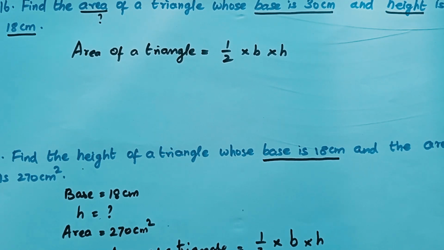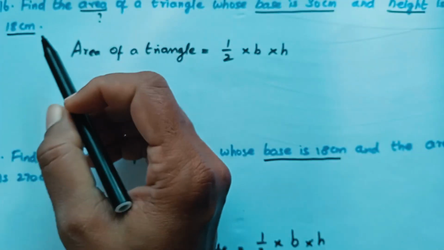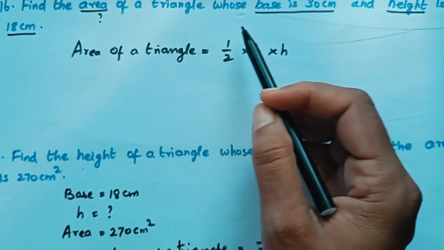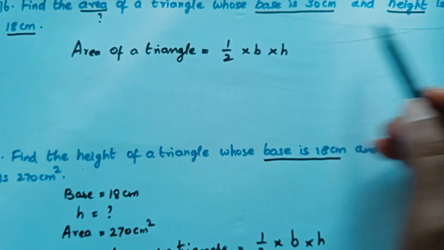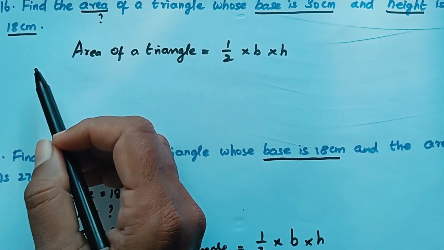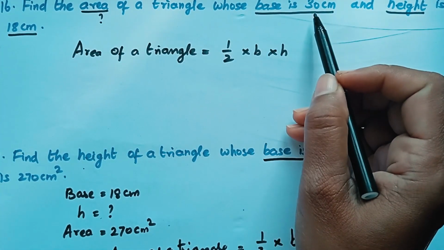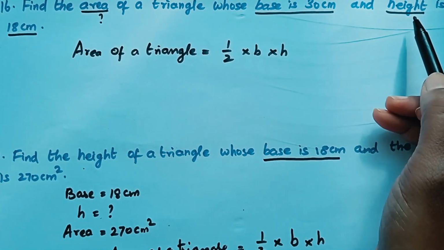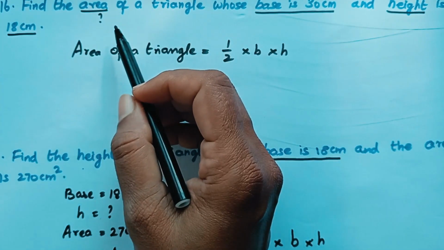Today we are going to solve mensuration exercise 23B from question number 16. Find the area of a triangle whose base is 30 centimeter and height is 18 centimeter. Given the base is equal to 30 centimeter and height is given as 18 centimeter. We need to find the area of triangle.